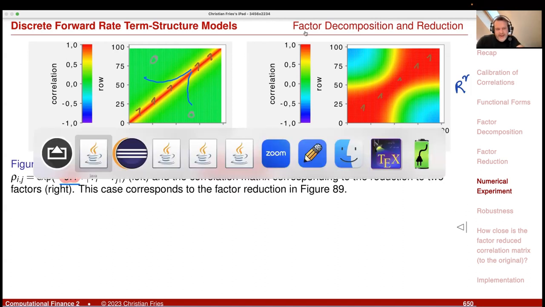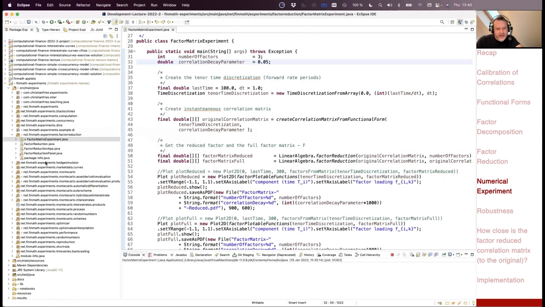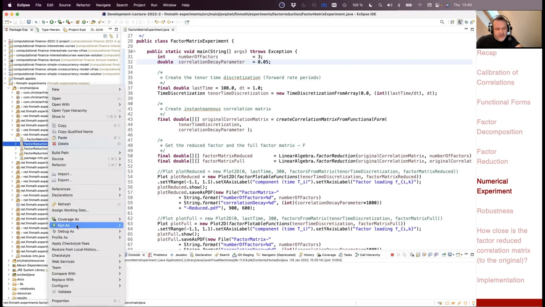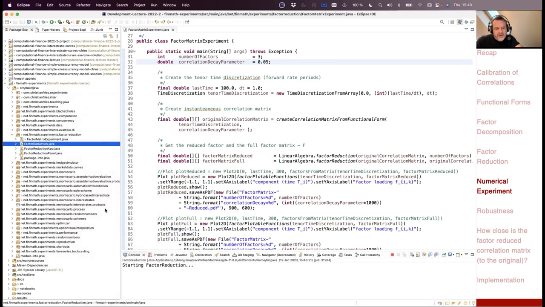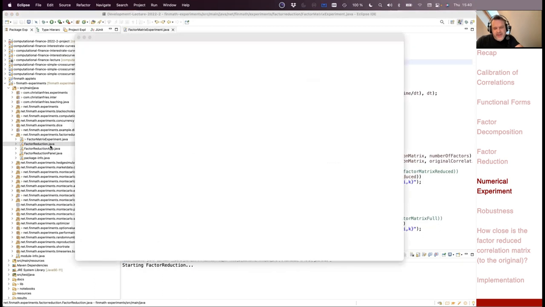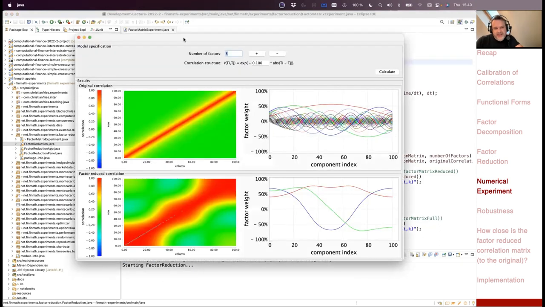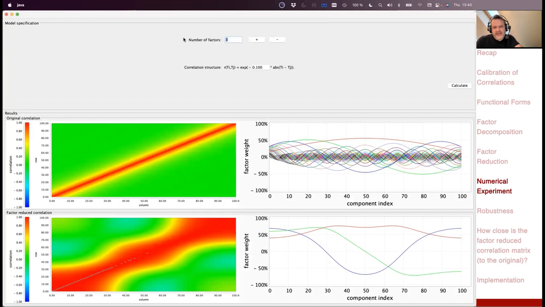For you to play a little bit, I have a nice little toy. In the same package, where you have this experiment that just does this linear algebra, you also find a nice applet. You can run this factor reduction and you get an applet that creates these pictures. Maybe we step again through a few nice cases.